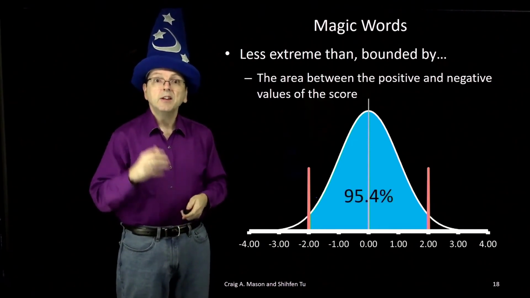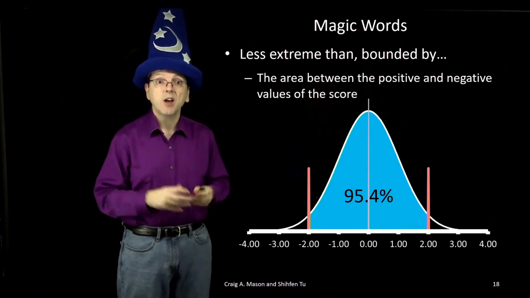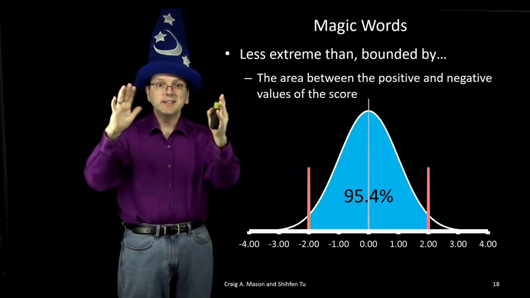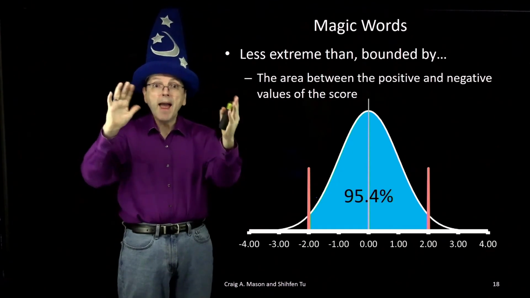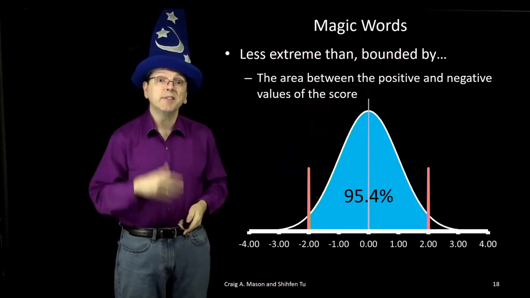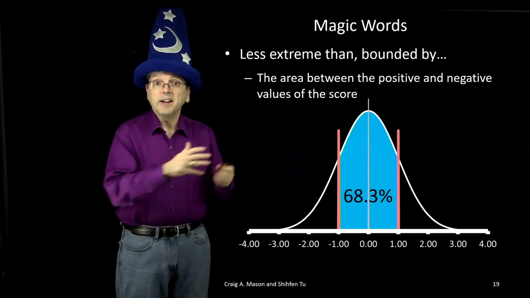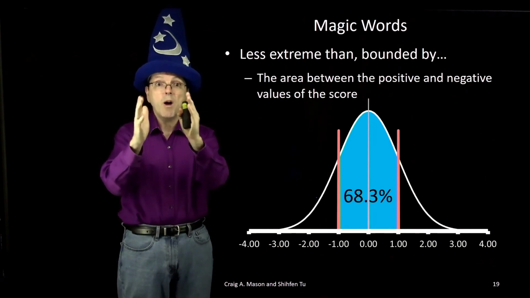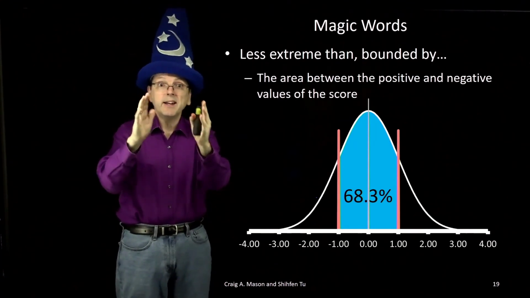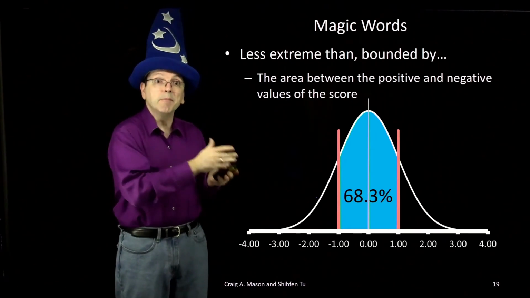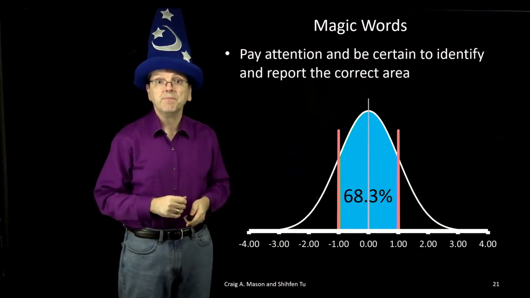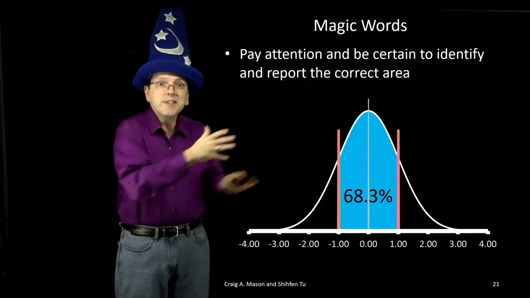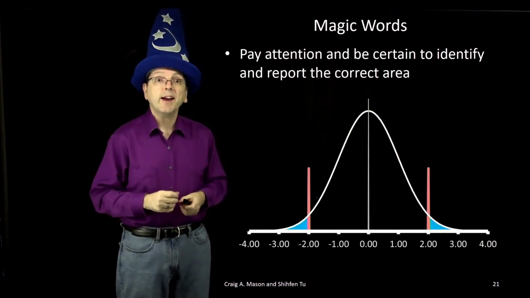For example, 95.4% of the cases are between a z-score of -2 and a z-score of +2. Z-scores of plus and minus 2 bound 95.4% of the distribution. And 68.3% of the cases are between a z-score of plus and minus 1. Z-scores of +1 and -1 bound 68.3% of the distribution.